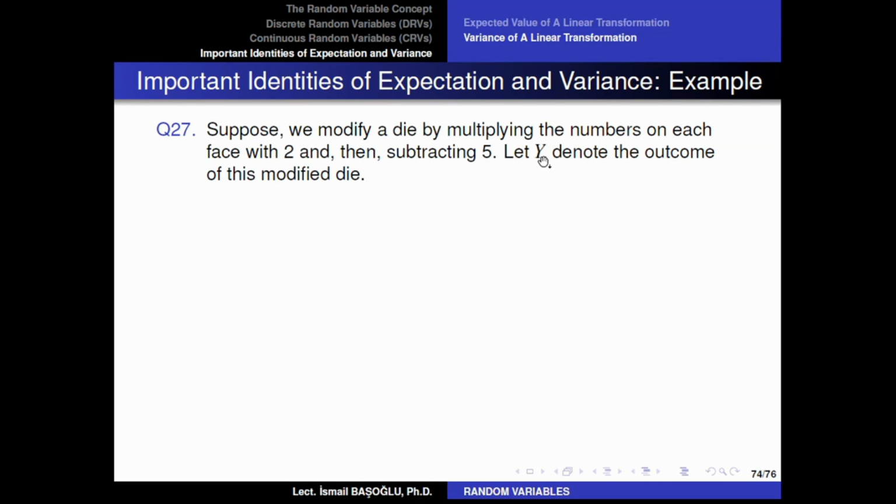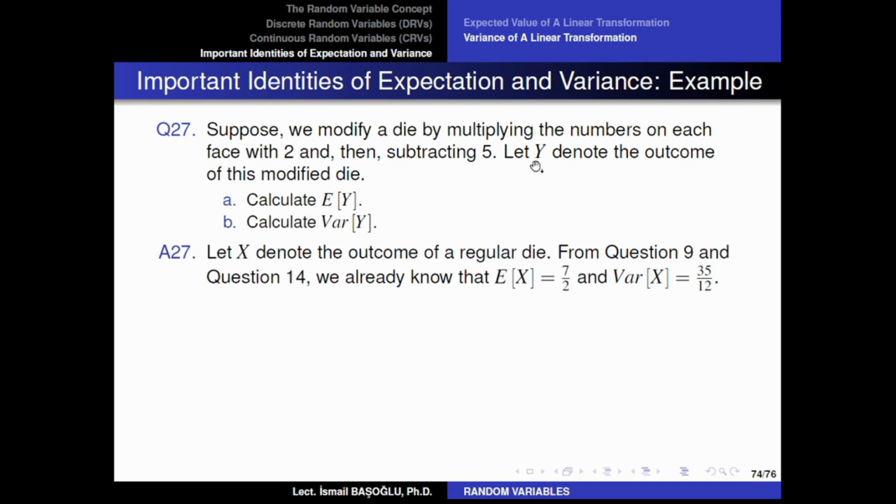So let's just say y is a random variable which denotes the outcome of this modified die. So it says calculate the expected value of the output of this modified die and calculate the variance of it. Let's just use the linear transformation idea. So we define random variable x as the outcome of a regular die, which is not modified yet. So from question 9 and question 14, you can see that expected value of a regular die is calculated as 7/2, which is 3.5, and the variance was 35/12. This was the expected value and the variance of a regular die.